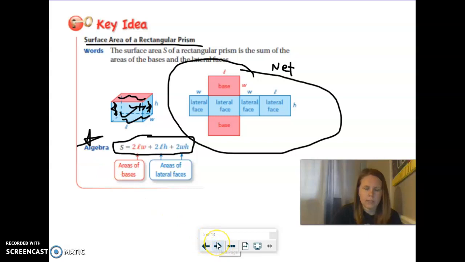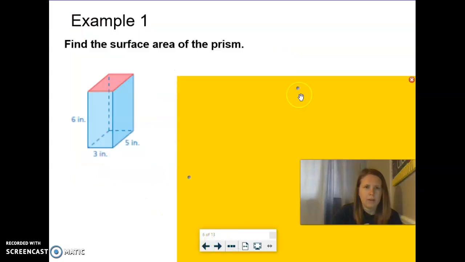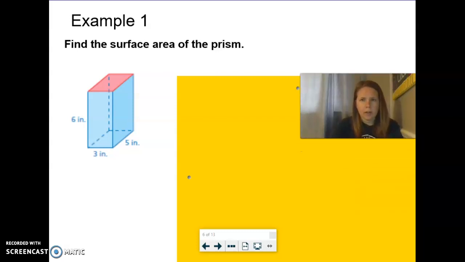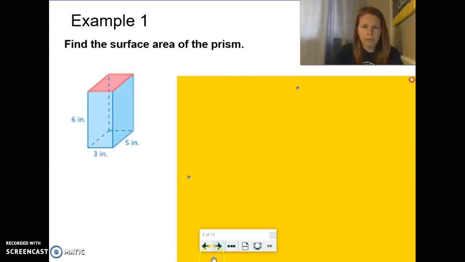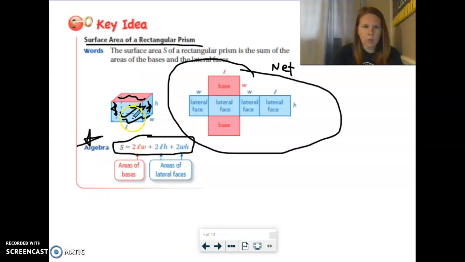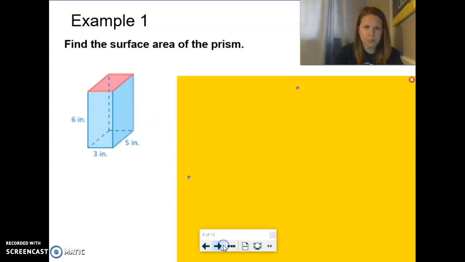Okay. Let's start with an example here. So here's an example of a given rectangular prism, and they want you to find the surface area. The biggest thing, given that formula that we had, is understanding what is your length, what is your width, and what is your height. Okay.